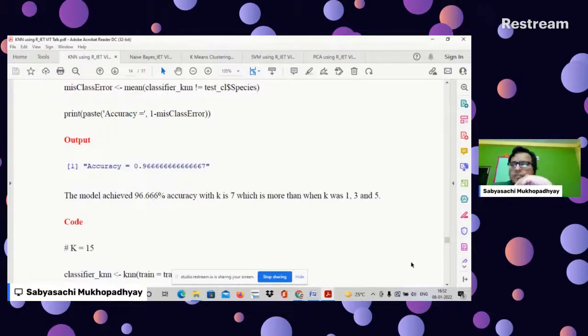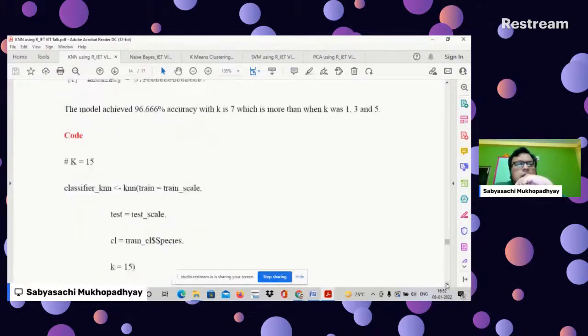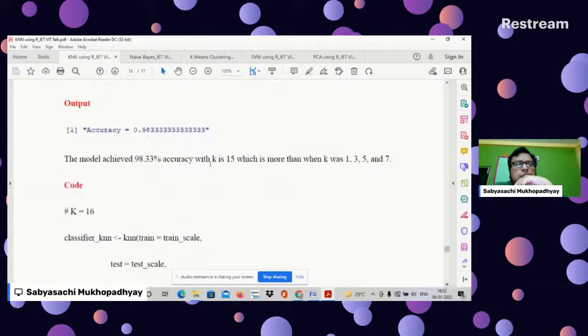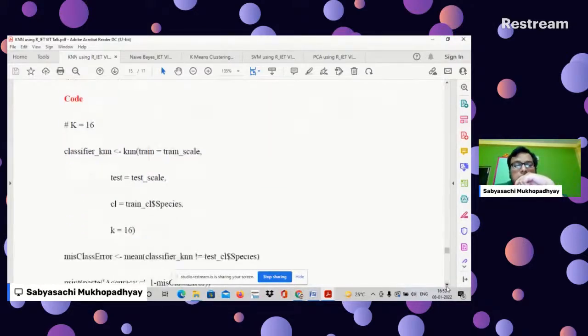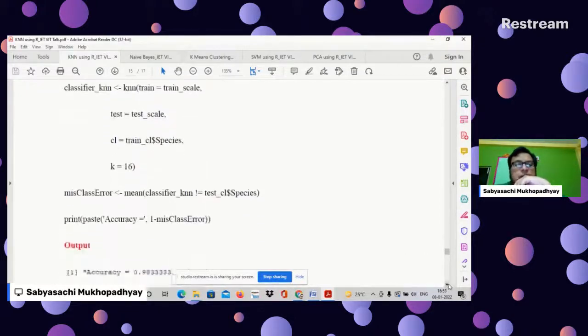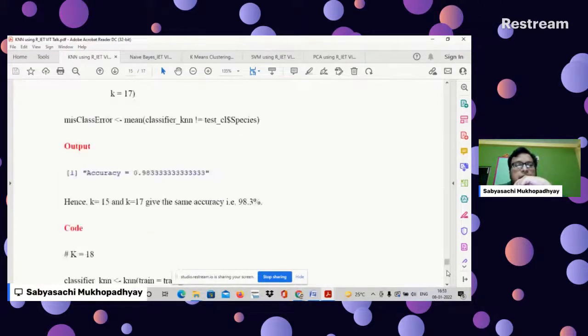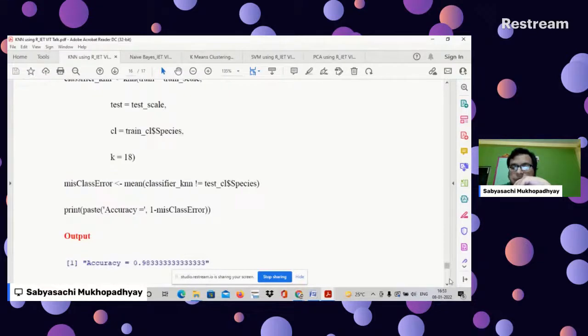Now in this way, we will try out different values. I am trying out k equals to 15. At k equals to 15, I am getting a much more improved value, that is 98.33%, than what we achieved for k equals to 1, 3, 5 and 7. For k equals to 16 again, all the code structure remains the same, only the k value will be updated. For k equals to 16, you see, the output is 98.33. K equals to 17, you may try out, 98.33. K equals to 18, you may try out, 98.33.